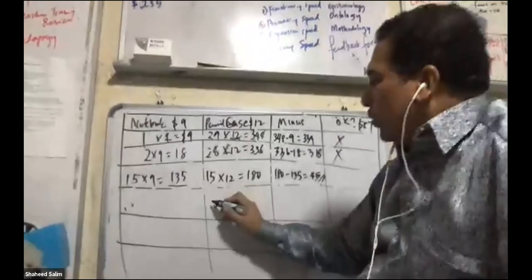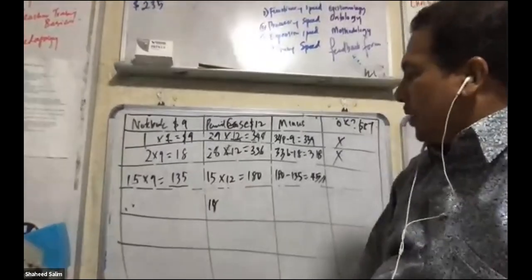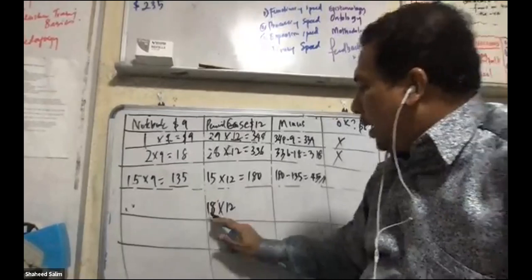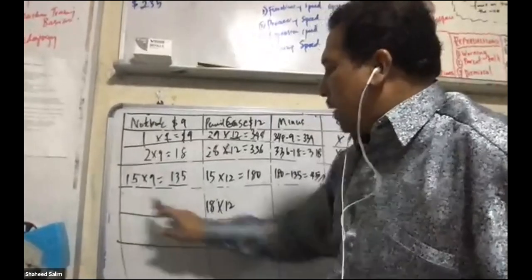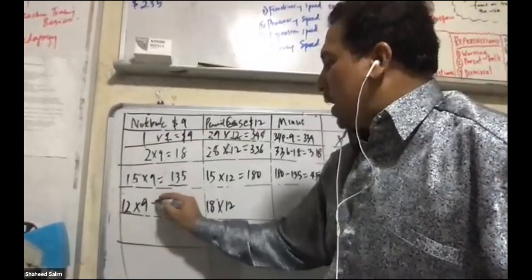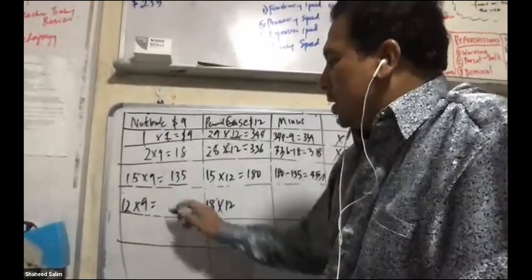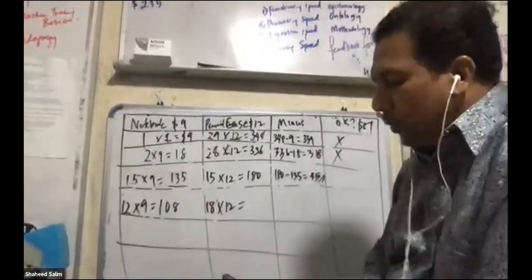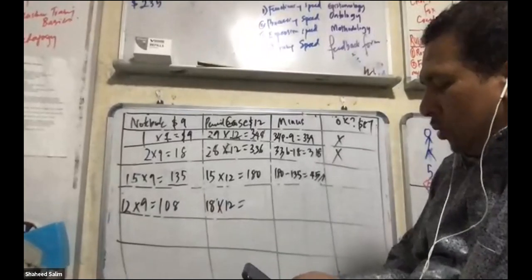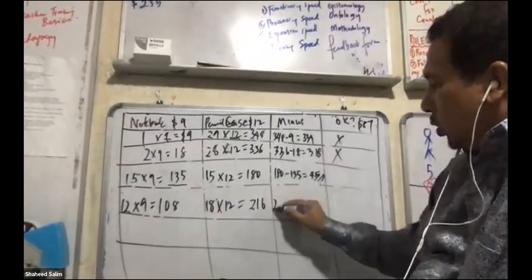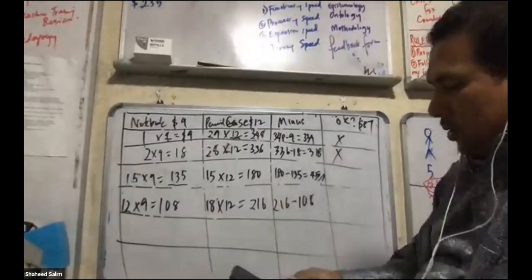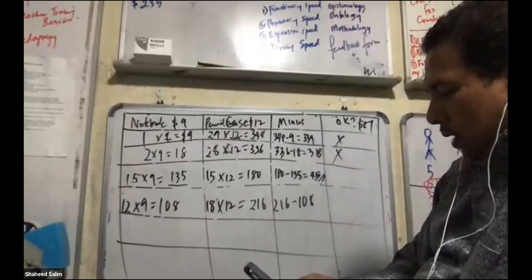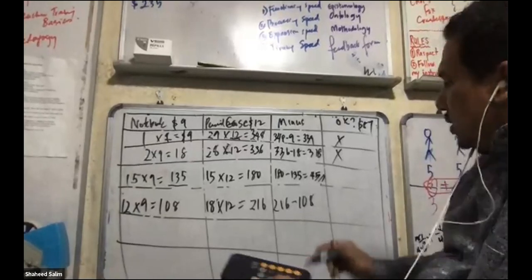So let us try more than 15. Let's say 18 lah. Let's try 18 pencil case. 18 times 12. Or you want to try 20 is okay. Or 18 lah. 12 times 9 is 108. 18 times 12, what's the answer? No one is helping me. I'm just doing all alone. 216. So 216 minus 108. How much is it? 216 minus 108 is 108.